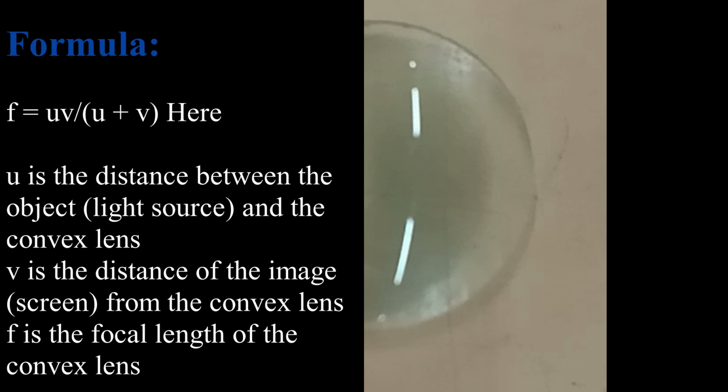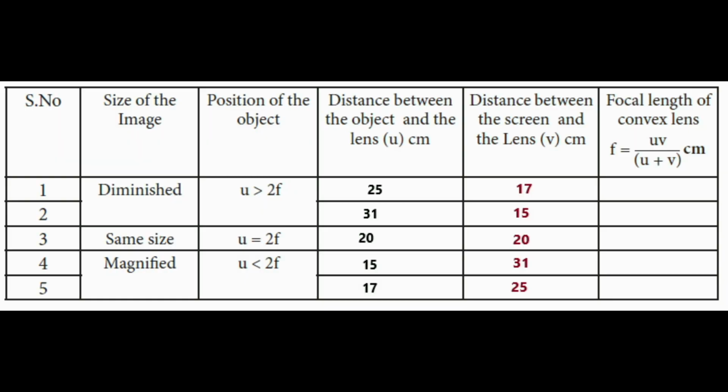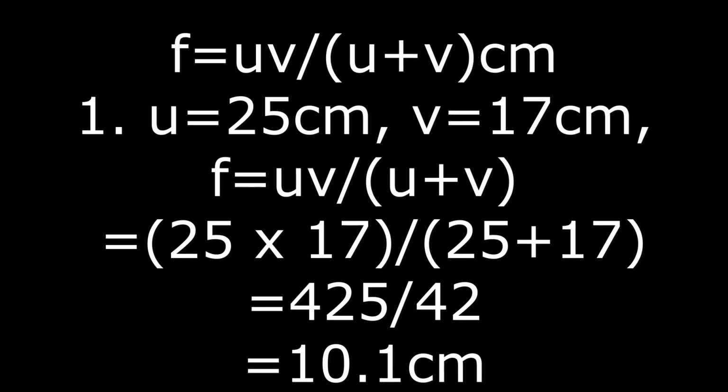Now we have to find the focal length using the below formula. F is equal to UV divided by U plus V, where U is the distance between object and the lens, and V is the distance between the image and the convex lens, and F is the focal length of the convex lens. Now we have tabulated the U and V readings. Now using these U and V readings, we have to calculate the F value.